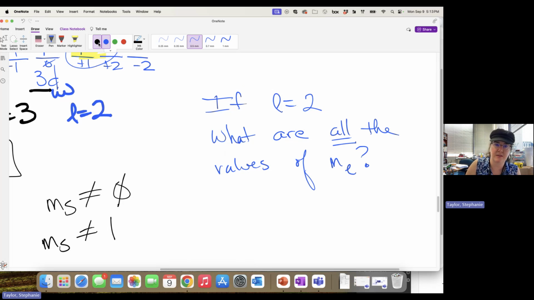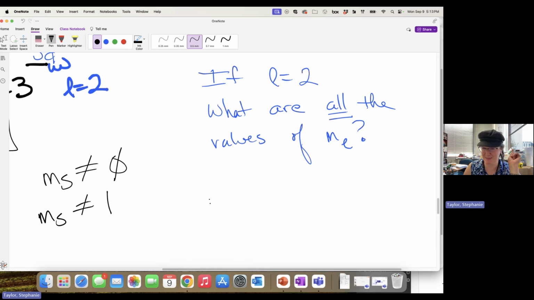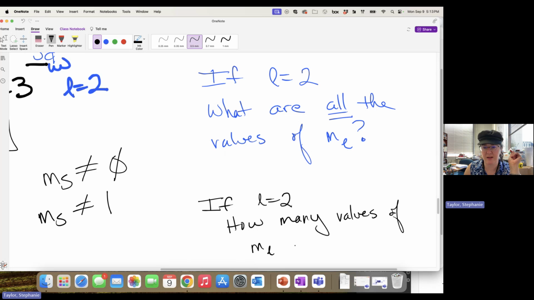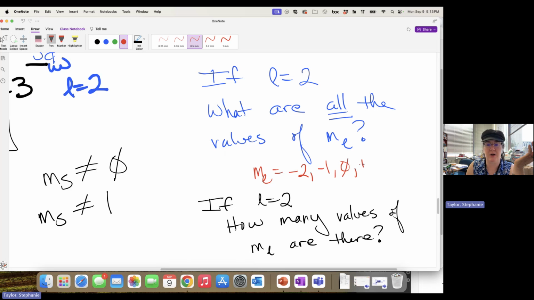This question is different from something that's going to read very similar. If L equals 2, how many values of m sub L are there? So these two questions are actually different. The top one asks for the values of m sub L. When L is equal to 2, for m sub L, you start at negative L. So that's negative 2, and you go all the way to 0, and then all the way to positive L. So positive 2 in this case. So all the way from negative L to 0, all the way to positive L. So here are all the values of m sub L.